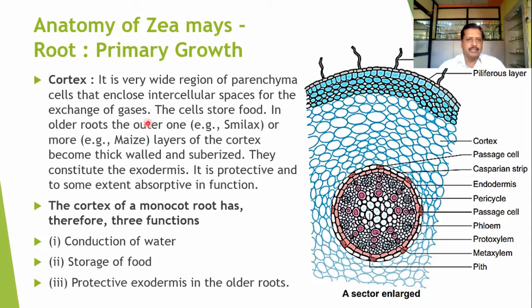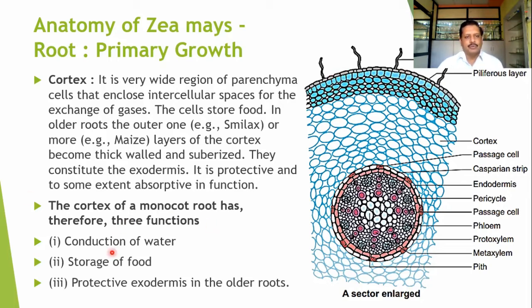In older roots, in the outer one, for example Smilax, or as in maize, a layer of the cortex becomes thick walled and suberized. These constitute the exodermis. Now the outermost layer is the epidermis, and this hypodermal layer we can call the exodermis. It is a protective layer to some extent and absorptive in function. It can absorb moisture. So this is the exodermis, followed by the epidermis.